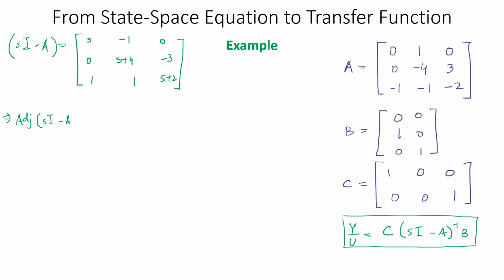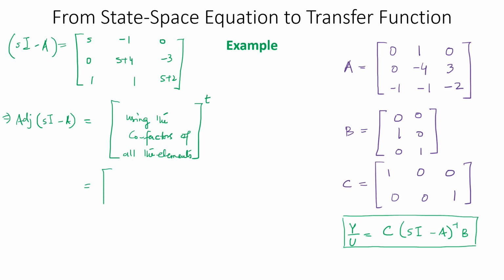Which means that now you can compute the adjoint of sI minus A, and that was, if you recall, a matrix using the cofactors of all the elements. And on top of that, you had to take the transpose of that. So we're going to follow the same route over here in order to compute the adjoint. The very first item is going to be corresponding to this location. So this cofactor is going to be (s plus 4) into (s plus 2), then you have minus sign and then minus 3 multiplied with this element 1. So this is going to be (s plus 4) into (s plus 2), and then you had minus minus plus 3. So this is the first of the elements.